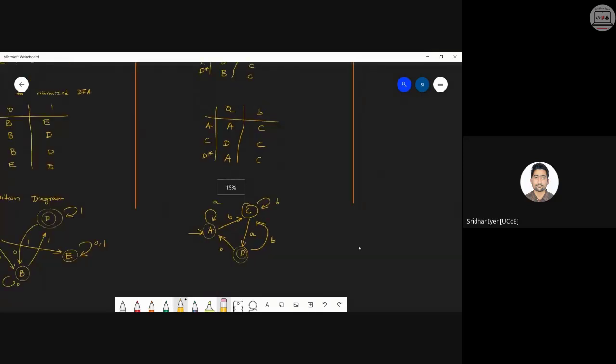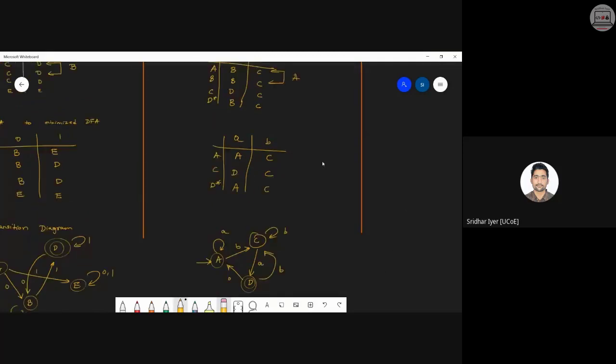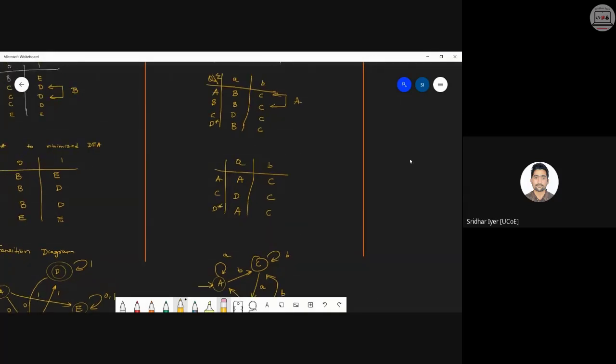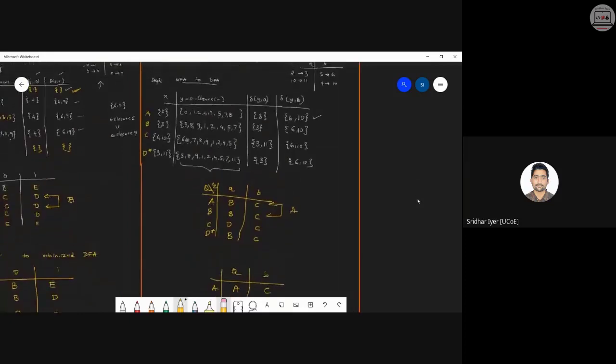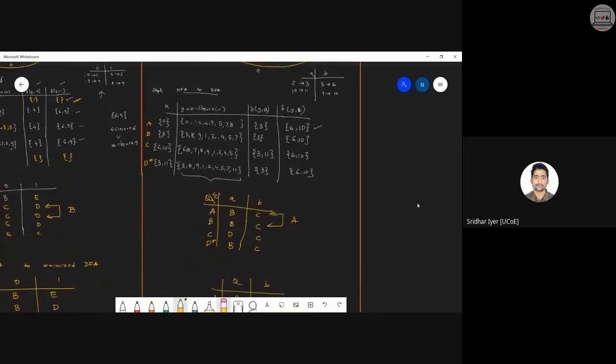Clear with this? This is a 10 marks question. If you solve it properly, you will easily get 10 marks. Just keep on practicing on the speed and the accuracy, and you will easily get those 10 marks. Any doubts so far? Kindly let me know. We still have time.